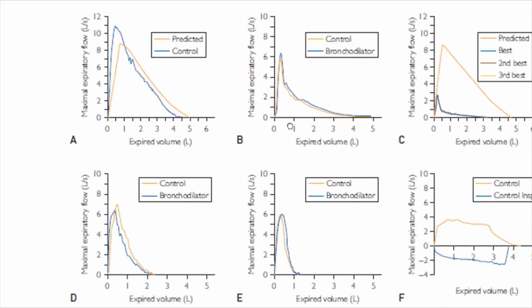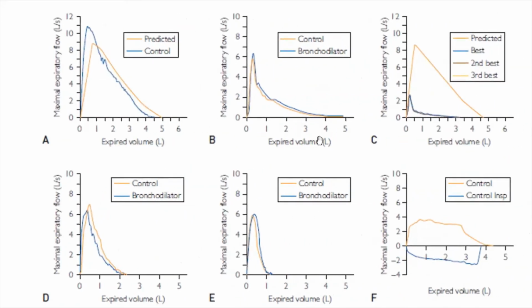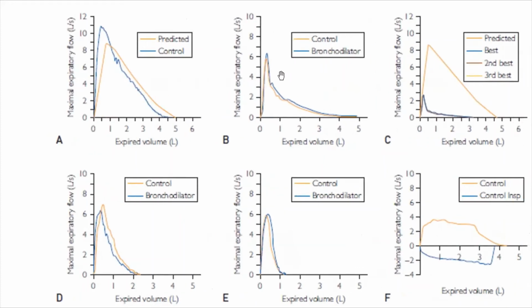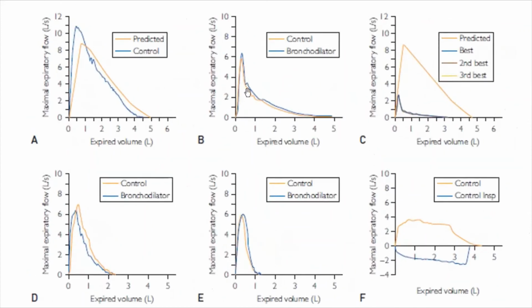Now let's look at B. What do you think about B? Yes, Dr. Mahmoud, this is obstruction. Why obstruction? Look at the scoop. You can see it here. It is scooped. So curve B, the scoop is very clear here. So this is a moderate obstruction.